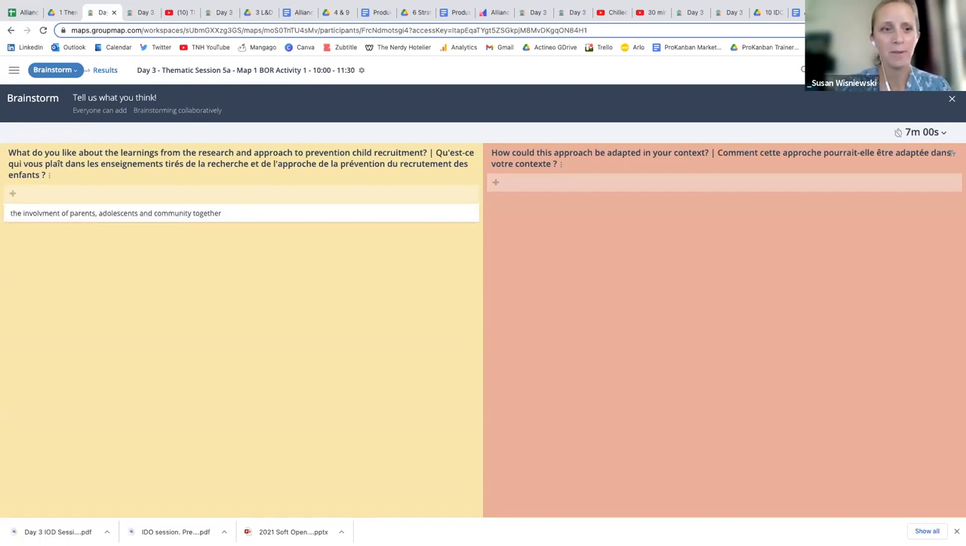All right, so some of you have found your way to using the Group Map. So yeah, one response, the involvement of parents, adolescents, and community was one of the learnings that was liked in the approach from IRC.